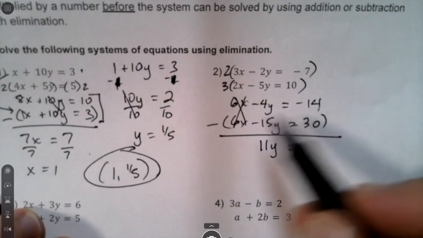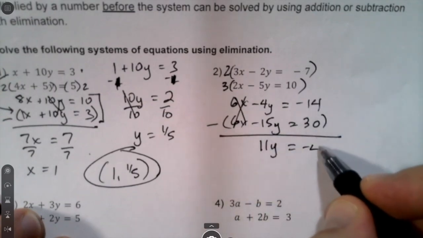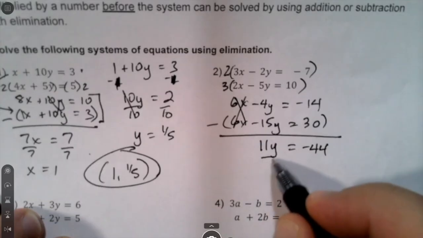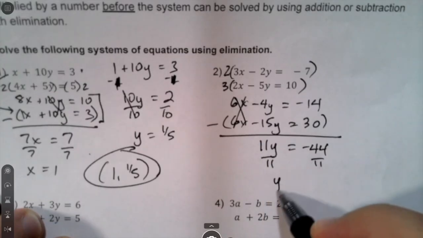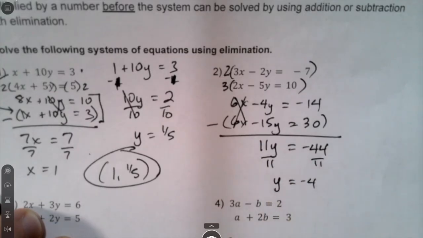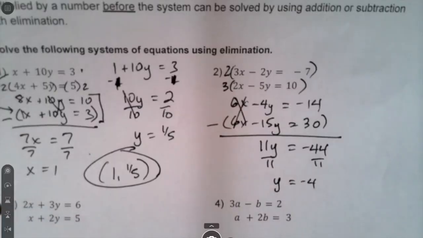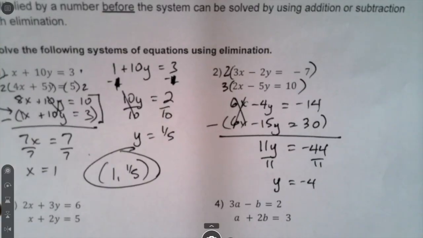Okay, negative 14 minus 30 gives us negative 44. So then we divide both sides by 11, and I get y equals negative 4. And just like I said in number 1, you can choose any of the 4 equations you see written there to plug in negative 4 for y. It'll work for all of them.